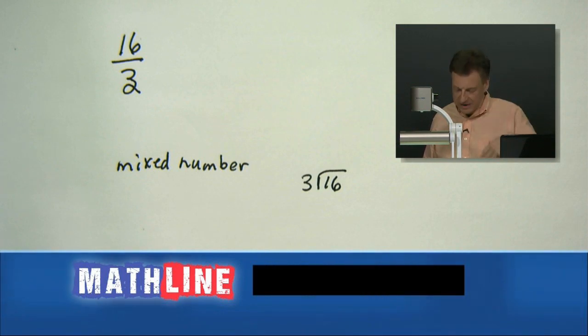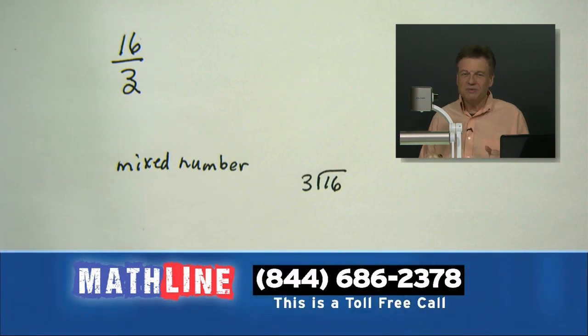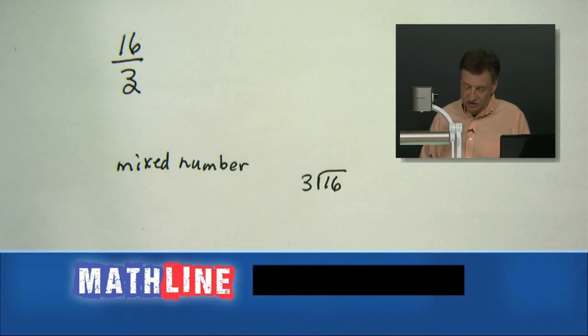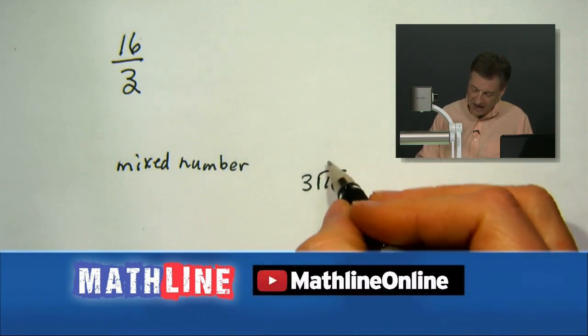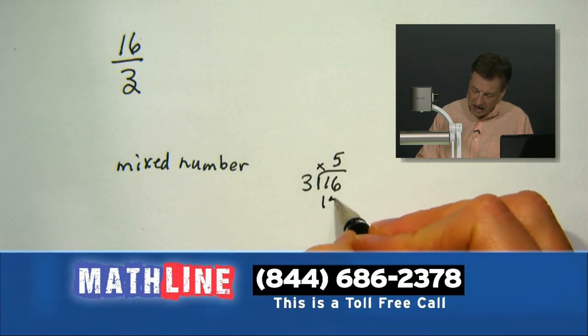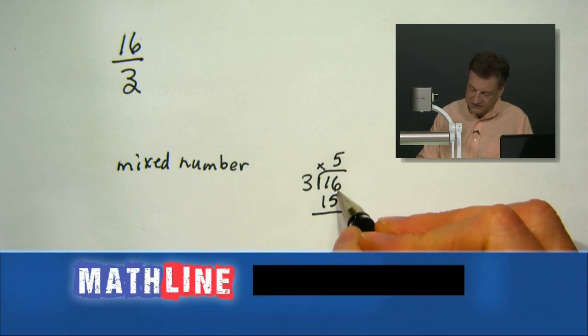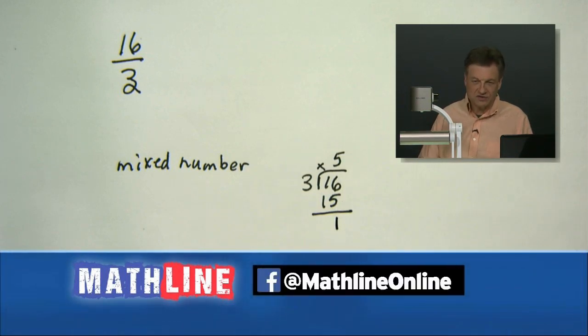We're going to think, how many times would 3 go into 16? Well, it's not going to go in there evenly, is it? So that's what we're going to have left over. And that's going to be the fraction part. It's going to be our remainder, but we're going to have to make it into a fraction. So let's think, I believe 5 times 3 is going to give us 15, isn't it? And what have we got left over? I'm going to take 16 minus 15, and I get 1 left over.